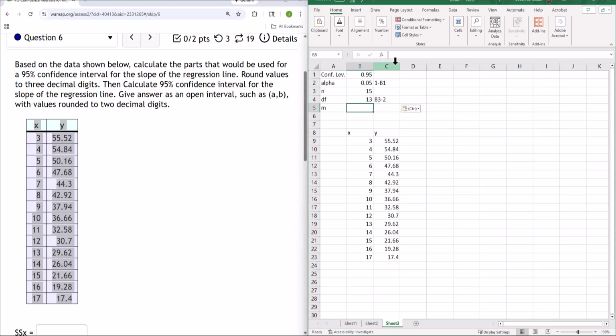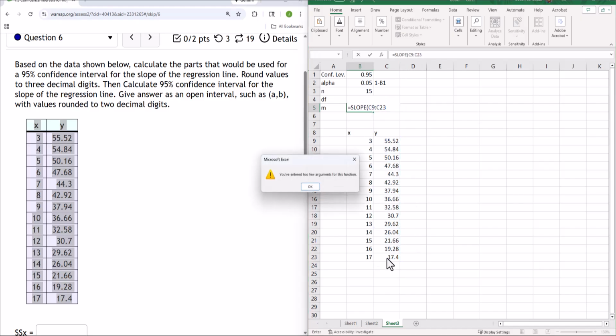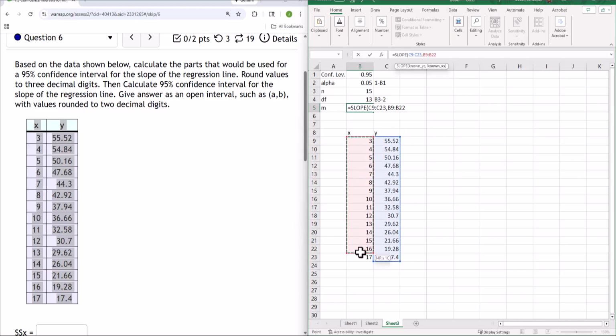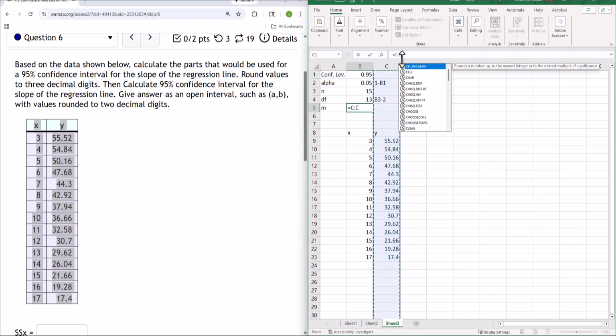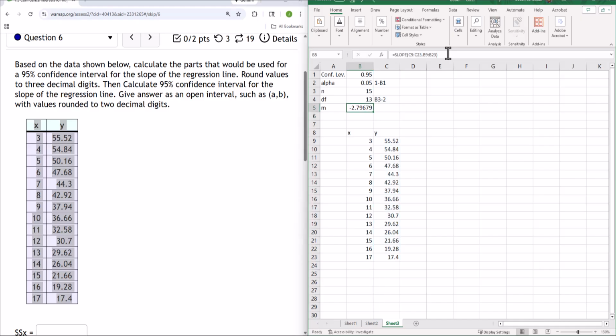And then our slope. Go ahead and use the slope function in Excel, and we can get the known y's and the known x's. There. We can find the slope the other way. Don't know what I did there, but this works pretty quick, and it gives us some decimal places of accuracy. So using the slope function.